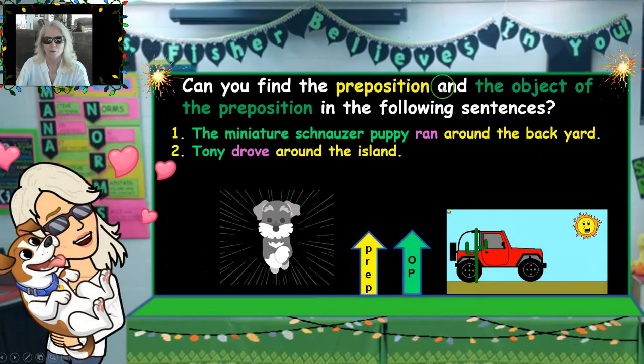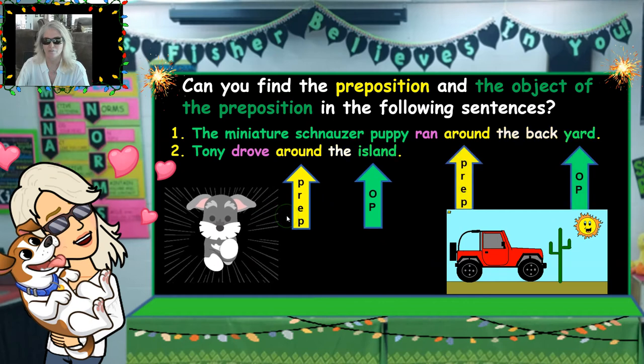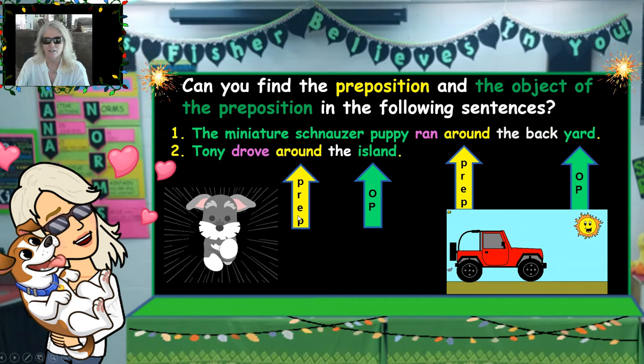So, can you find the preposition and the object of the preposition in the following sentence? The miniature schnauzer puppy ran around the backyard. Tony drove around the island. Can you find it? Around the backyard: the preposition is around. The object of the preposition is yard. Tony drove around the island. The object of the preposition is island. Preposition is around. So we always have that preposition and then the object.